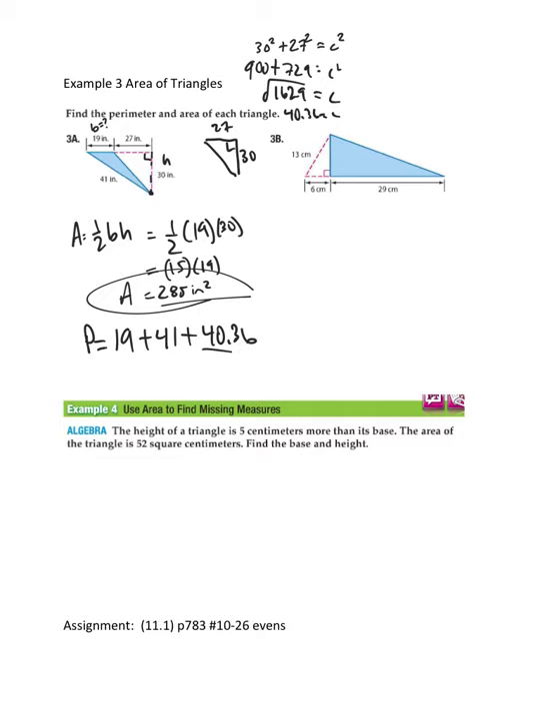Adding that 41 and 19 gives you 60. 60 plus 40.36 is going to be 100.36 inches. That is your perimeter. All right.